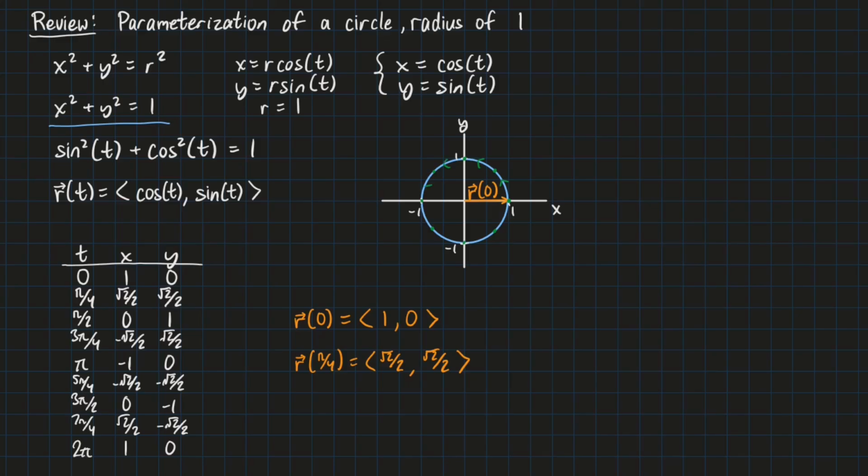So for parametric equations, there's an orientation to the curve, and we can label them with the arrows like this. If you swapped x and y, where x equals sine of t and y equals cosine of t, the orientation would be clockwise.